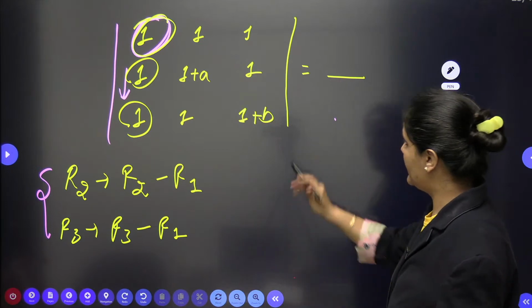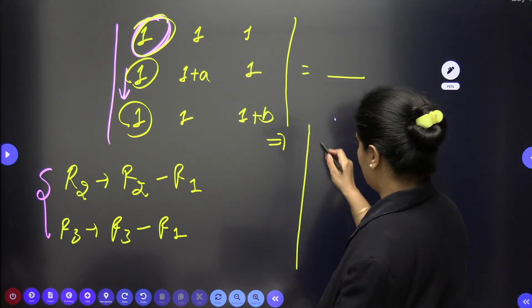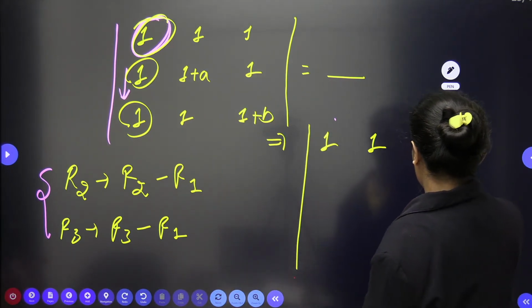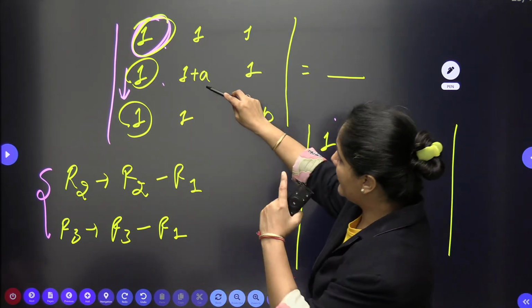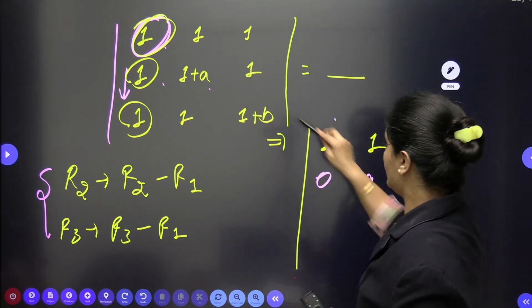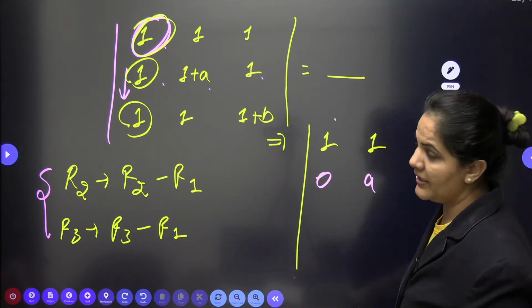If I apply this, beta, then this matrix will become: the first row is the same as it is, 1 1 1. The second row will become 1 minus 1, 0, then 1 plus A minus 1, A, then 1 minus 1, 0. The third row will become 1 minus 1, 0, right?